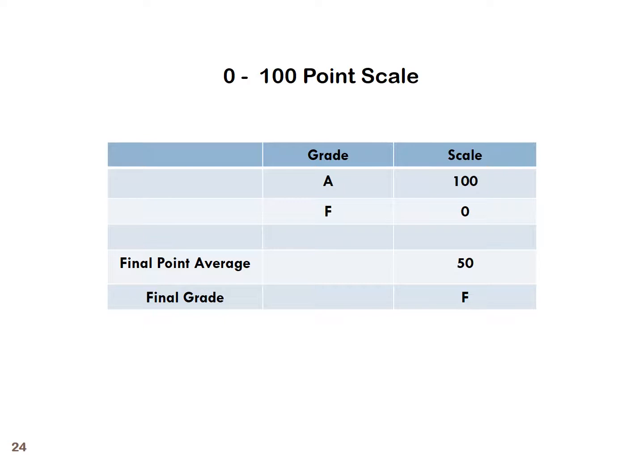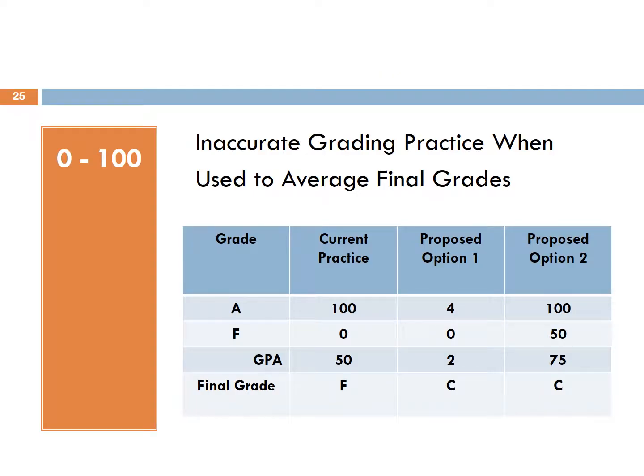The 0 to 100 point scale. This is the final grade when using the 0 to 100 point scale, which uses F equals 0. How? 100 plus 0 points is 100 divided by 2 equals 50 points. And F. 0 to 100 is inaccurate grading practice when used to average final grades.